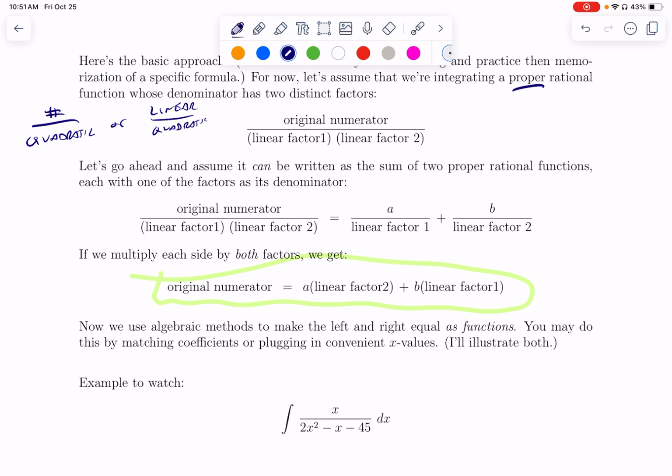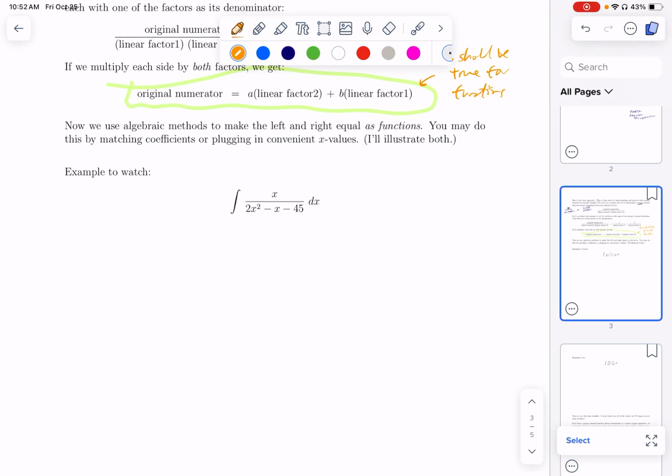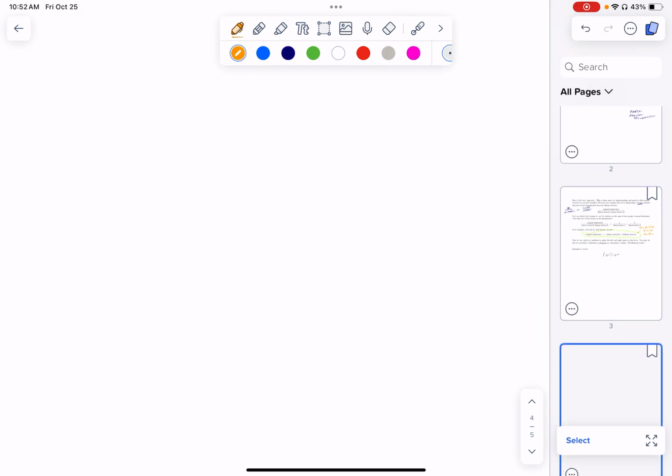But one thing I want to stress here is that we want this to be true for functions. So the idea is we're going to get some algebraic expression on the left, and we're going to get some algebraic expression on the right, and we want them to be literally the same function. Right? We're not saying they're equal when I plug in something specific. We're saying they are the same function on both sides. They are always equal. So here's an example to watch. And I'm going to create an extra page for my work, because I'll probably need it.